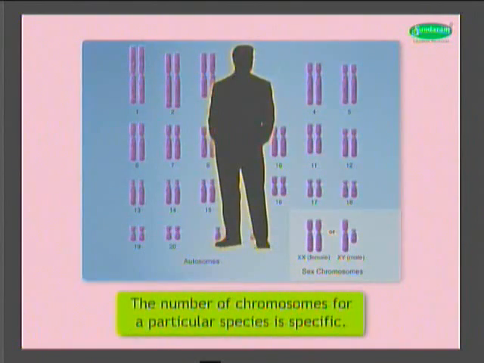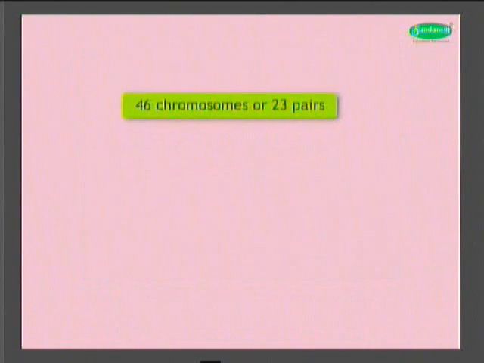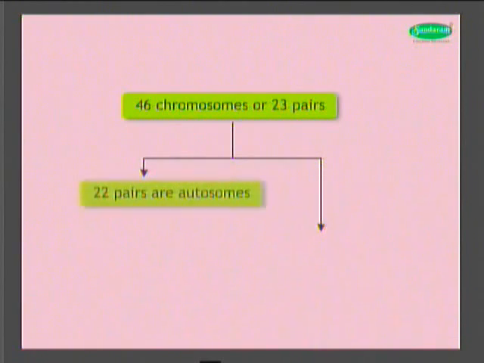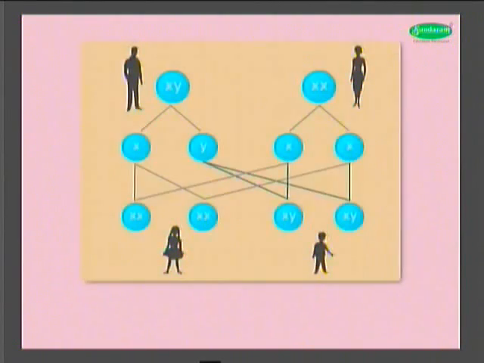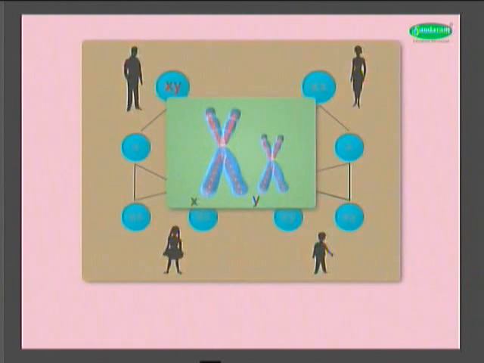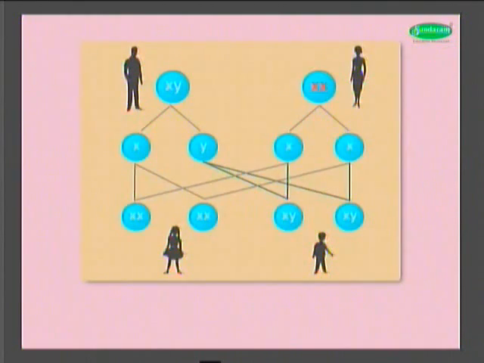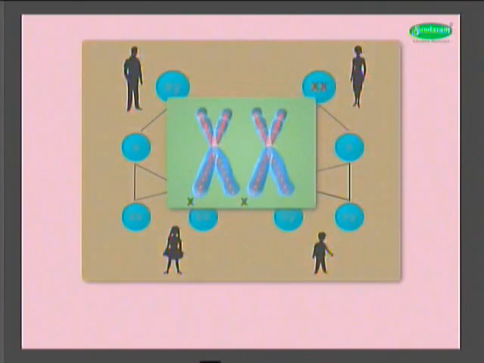The number of chromosomes for a particular species is specific. In human beings, there are 46 chromosomes or 23 pairs, out of which 22 pairs are autosomes and one pair is sex chromosome. In human males, two dissimilar chromosomes are present, longer X and shorter Y. In human females, similar longer X chromosomes are present.